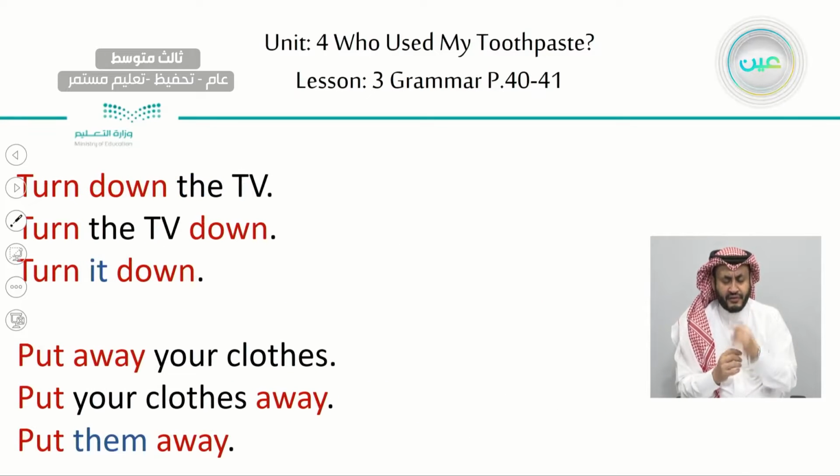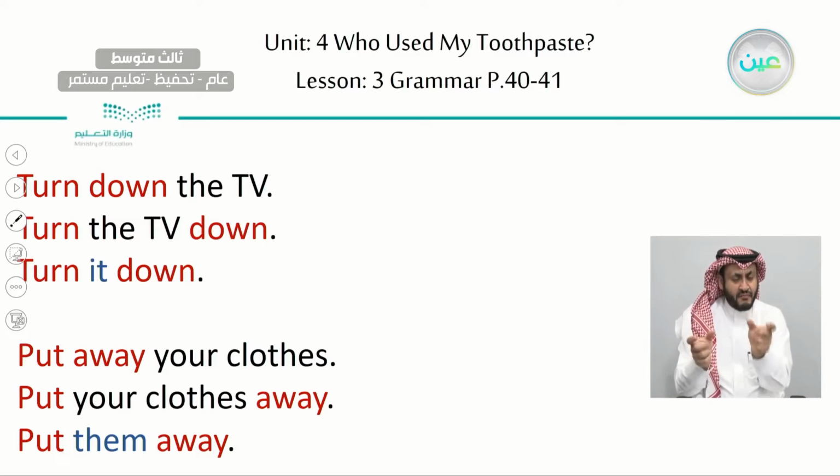Let's look at the sentences. These are examples, and you can see them when you open your books. Turn down the TV. We have the verb and the particle. Turn down the TV. TV here is the object. Is it a pronoun? No, it's not a pronoun. Turn the TV down. So when it is not a pronoun, we can put it at the end or in the middle. Both are correct.